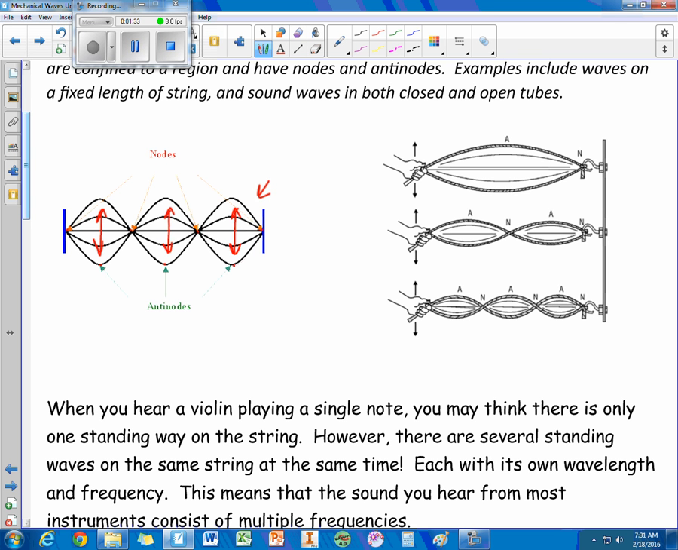So with a string, we can have different standing waves at different frequencies. This right here is the lowest. We call this the first, or the fundamental, or the first harmonic. And then this one will be the second harmonic, or sometimes musicians will call it the first overtone, and the third harmonic, and whatever. And the reason why we have two systems is because musicians and scientists were developing this at the same time, and they had different languages for it.